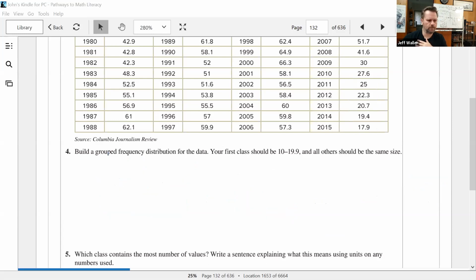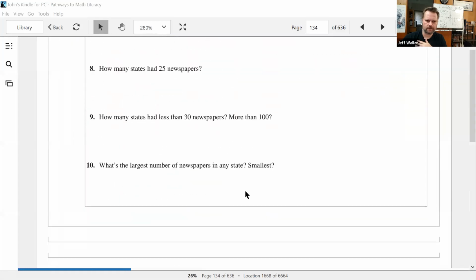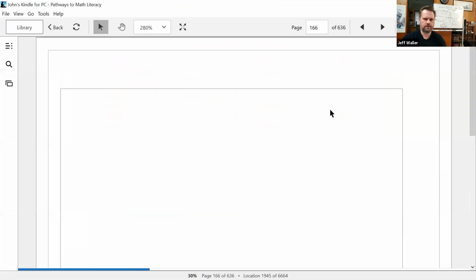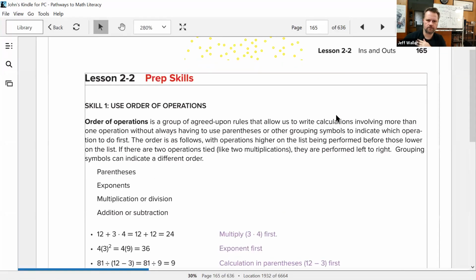All right. So believe it or not, we are in, where is it at? What do you call this section? A histogram? Yeah. Say it again. What?